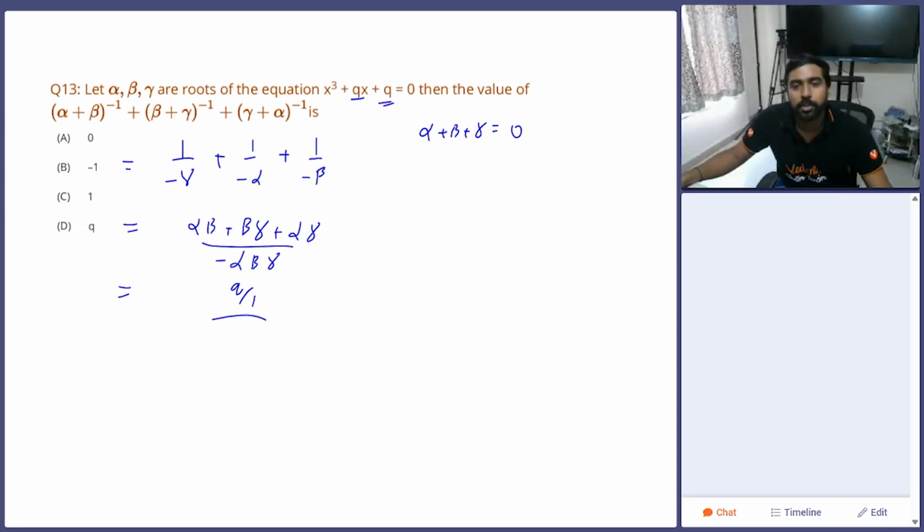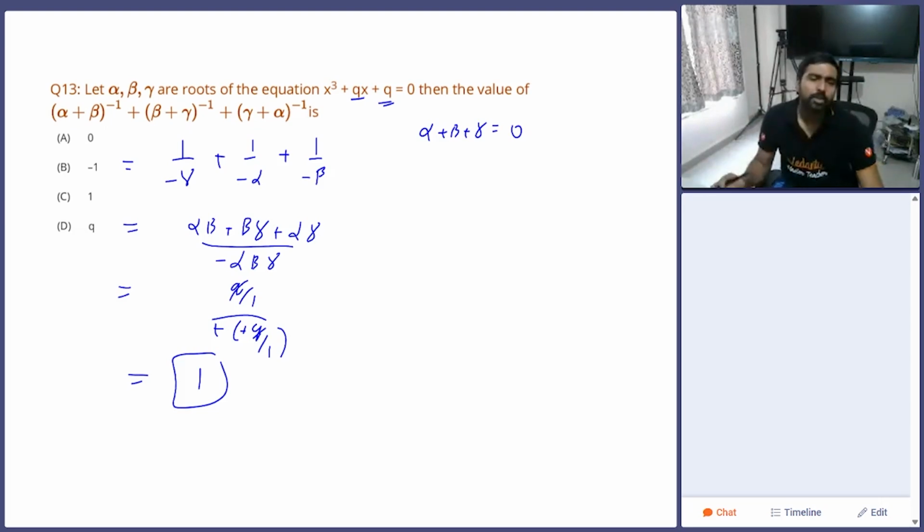And what is product of roots? Product of roots will be minus D by A. So that is minus of minus q by 1. So what will happen? Cancel, cancel, cancel, cancel. You will get q. So the product of roots over here equals q, and the overall value will be 1. So basically this overall value will be equal to option C, 1. That's the answer for this question.